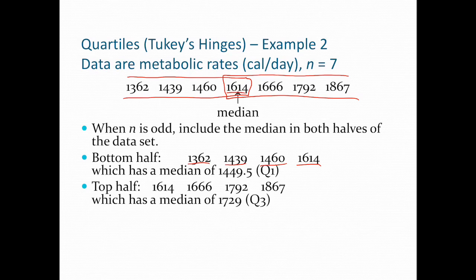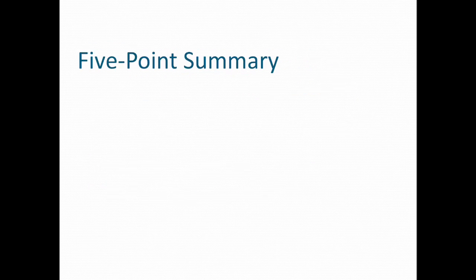And when you do this, you're going to do the same thing. You're going to find the middle value of the lower and upper halves of the data set. And then since this value falls between two numbers, you're going to average those two numbers out. So for the bottom half, we're going to average between 1439 and 1416. We're going to get a value of 1449.5. And for the top half, we take 1666 and 1792, which gives us a median value of 1729.